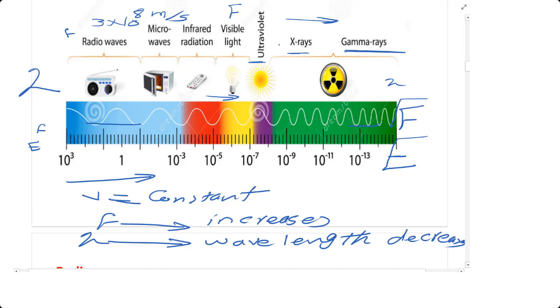But the one which has the longest wavelength between these three spectrum, ultraviolet, x-rays, and gamma rays, in this case, the longest wavelength will be for ultraviolet. So the question may be asked this way: which one has the greatest and which one has the lowest frequency or energy or wavelength. So you have to remember them in order: radio, micro, infrared, visible, ultraviolet, x-rays, and gamma rays.